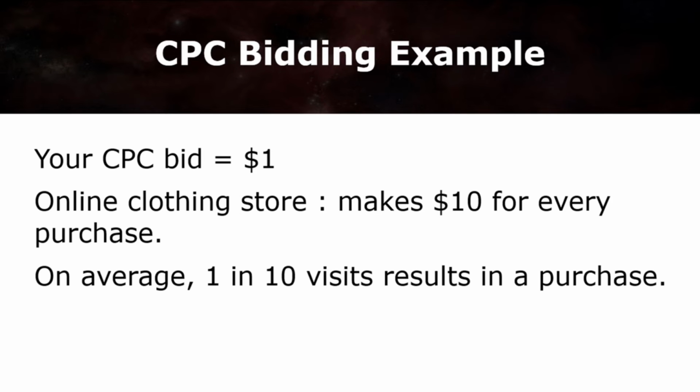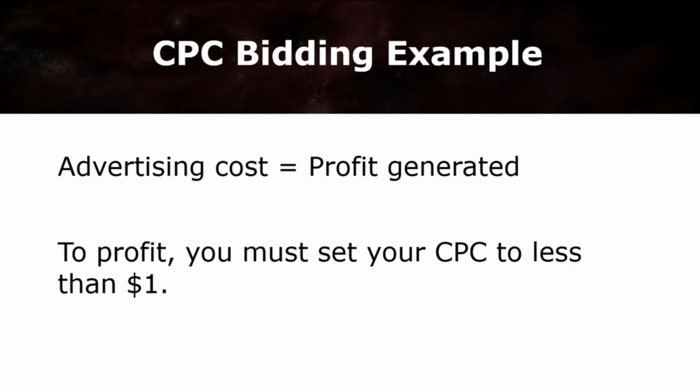For example, let's say you've set your CPC bid to $1. You own an online clothing line shop and you make $10 from every purchase, and on average, 1 in 10 visits results in a purchase. As a result, you only break even as your advertising cost is equal to the profit you generate. Therefore, to gain profit, your CPC should cost you less than $1. Hence, choose a bid amount that works for you and the campaign that you're aiming for.